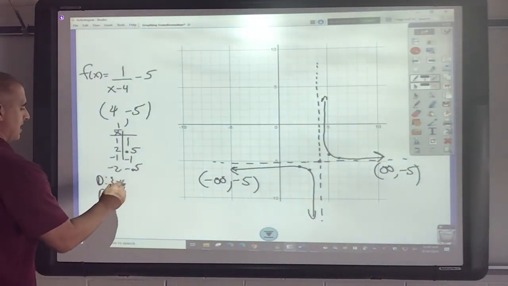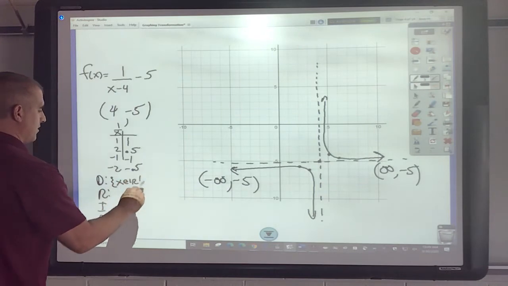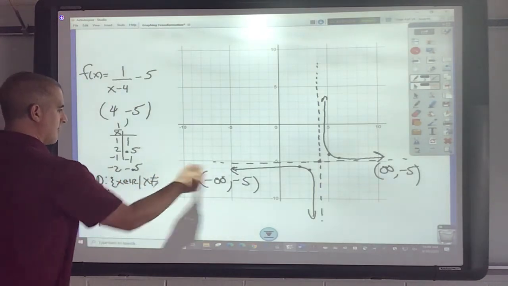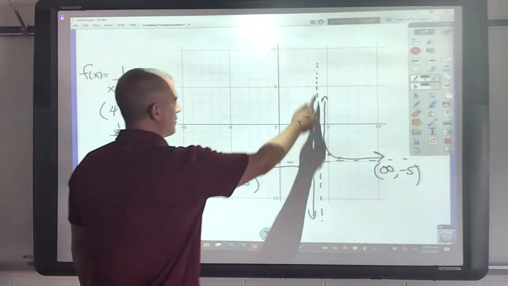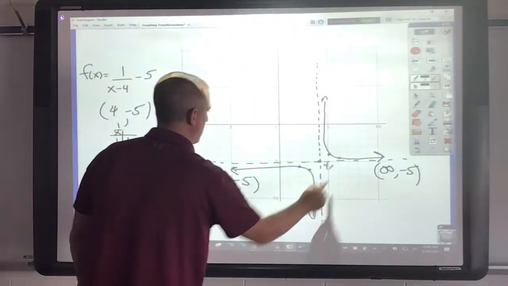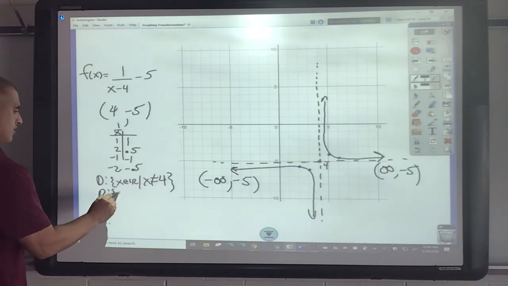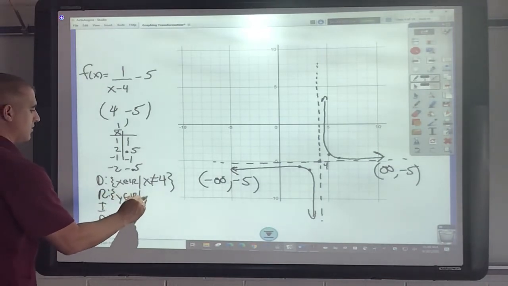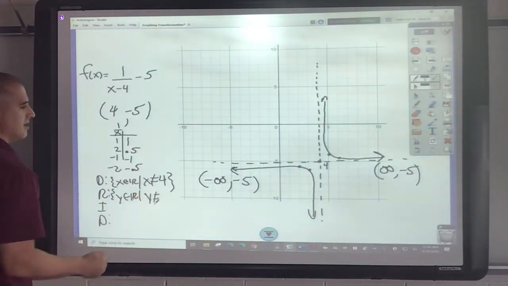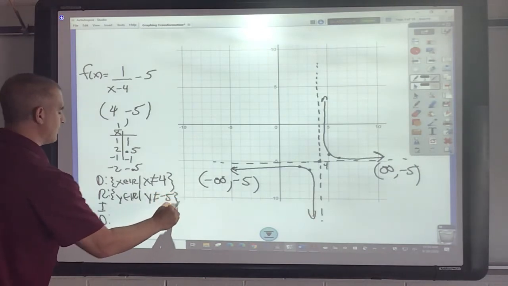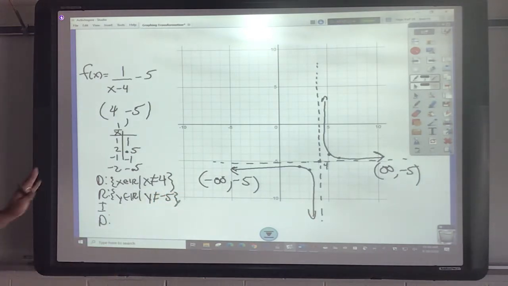All right, so for the domain for this, I think it's easier to do set builder notation. X is an element of all real numbers, but x can't be my x-coordinate, which is going to be 4, okay? All right, my range is an element of all real numbers, except y can't be, in this case, negative 5, okay?